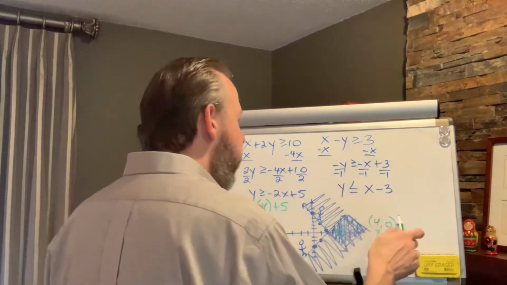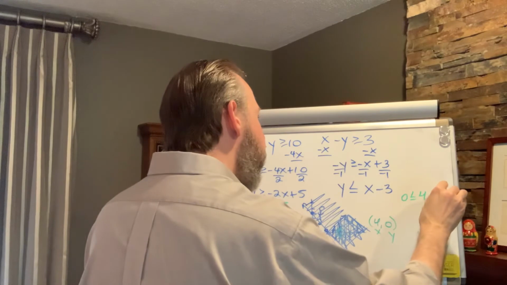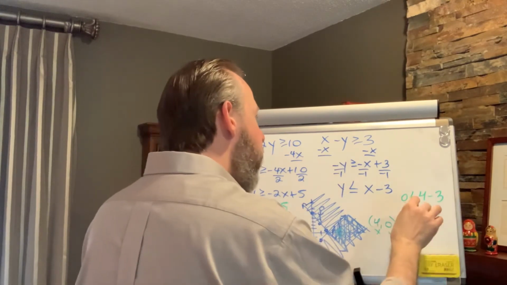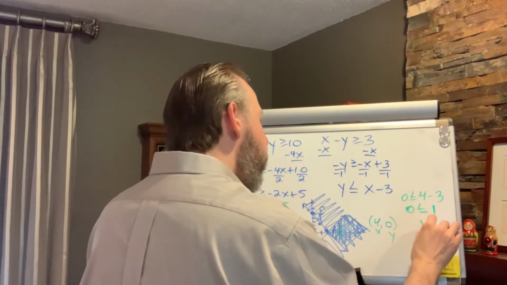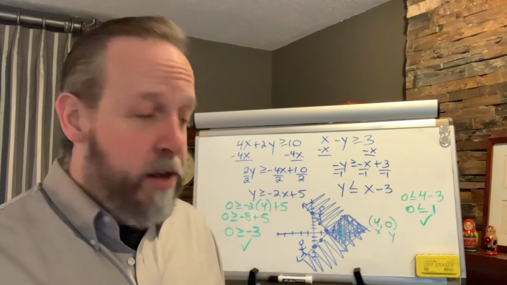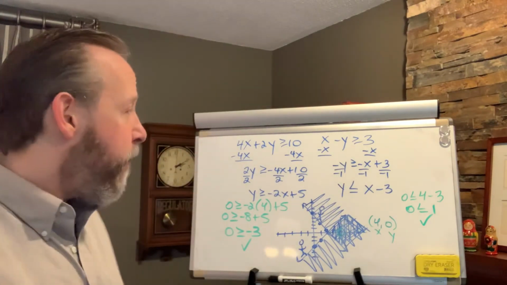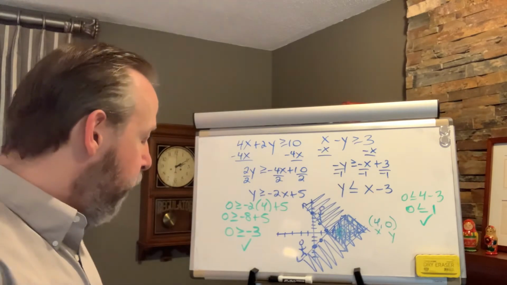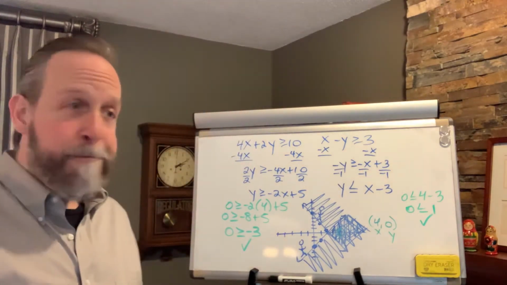And in this equation, I have 0 is less than or equal to 4 minus 3. So is 0 less than or equal to 1? Of course, 0 is less than 1, so the solution worked. We verified that our graph looks like it's the correct graph. The value within the shaded overlap does work, and we can feel confident we did it right.